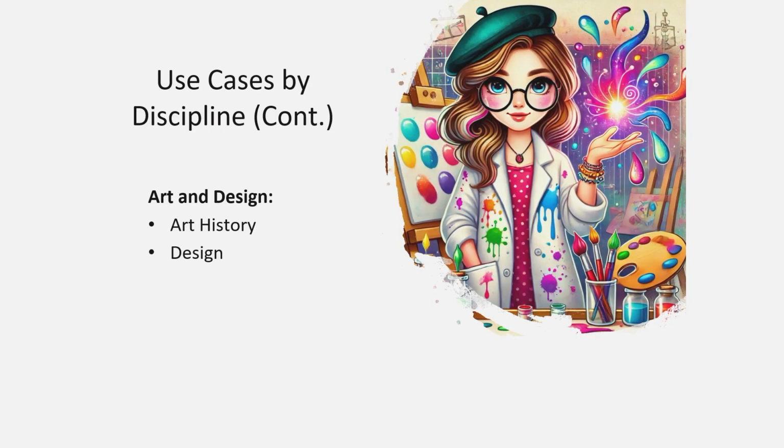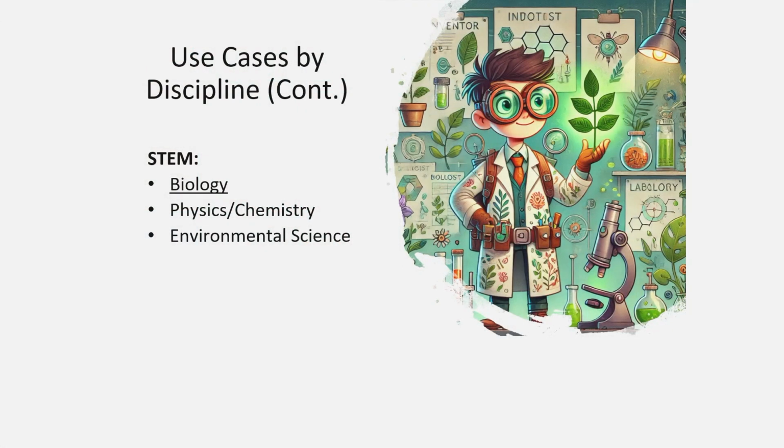The next use case we'll talk about is art history. In art history, you could write about fabricated artists, movements, or works of art, and have students critique those and place them within historical context. For the STEM disciplines, we'll talk about biology. For biology, you could create fabricated research articles or other experimental findings where students will have to evaluate those for the validity and maybe create some follow-up studies.